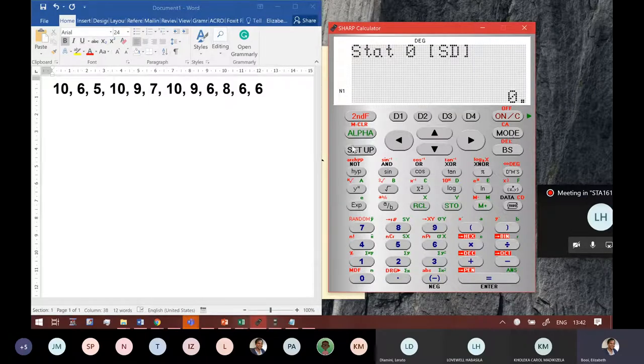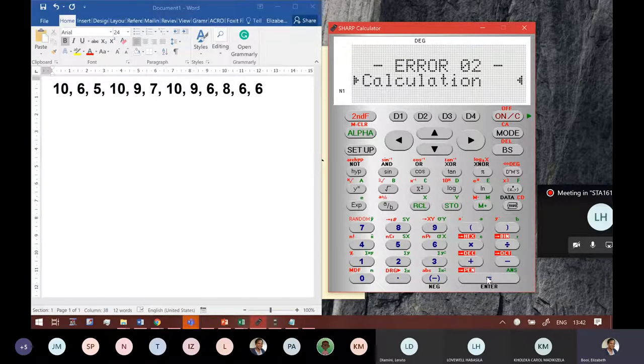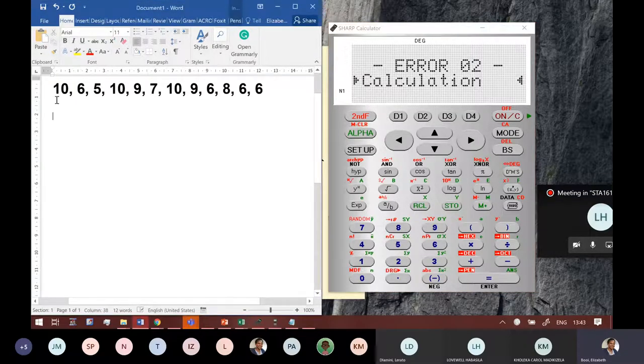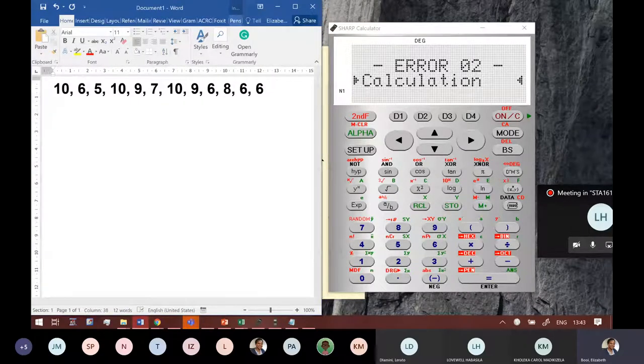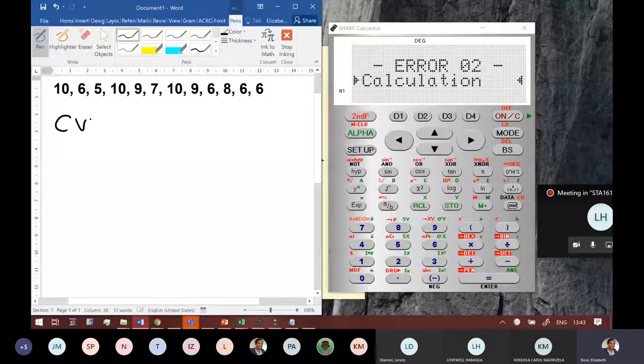You will see when I press alpha and press 4, it should not give me any value. And when I press equal, the calculator should give me an error because there is no data stored. So now I am ready to enter my new data so that we can calculate the coefficient of variation. Remember, the formula is: the coefficient of variation is your standard deviation divided by the mean, multiplied by 100%.